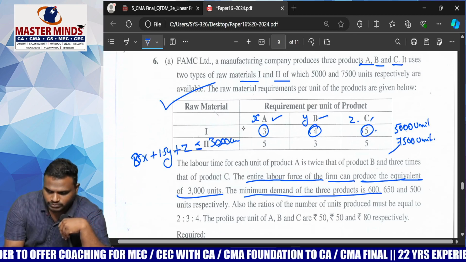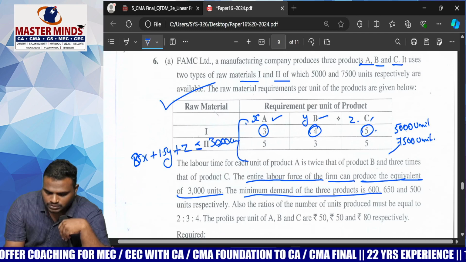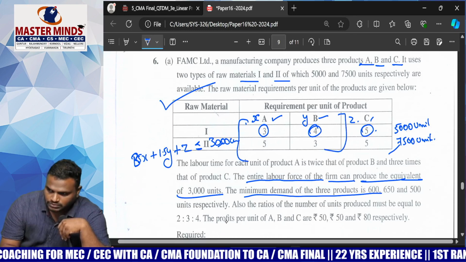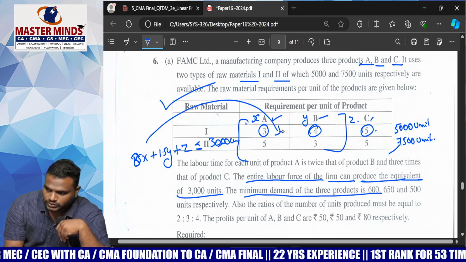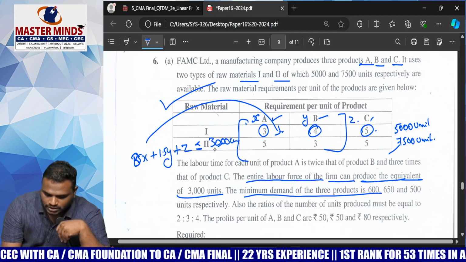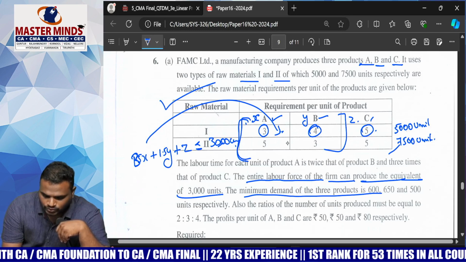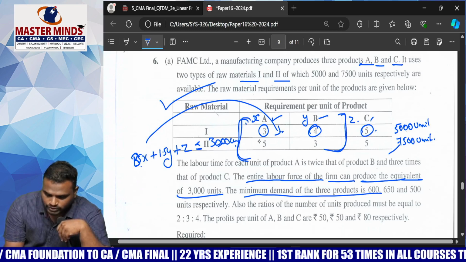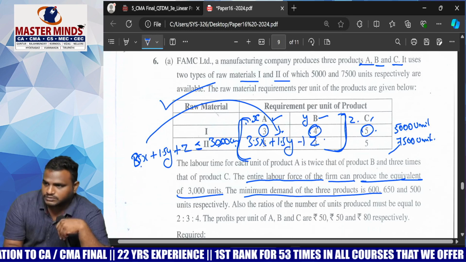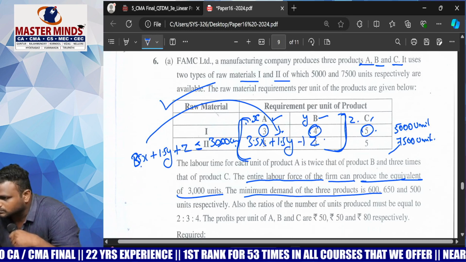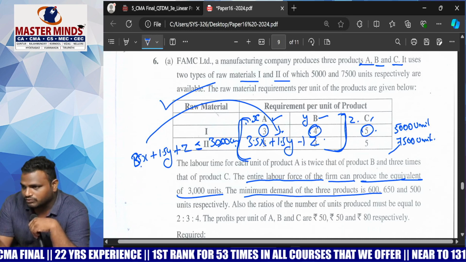It comes to 3000 units, so we have to take this time total again in the equation. Less than or equal to 3000 into what is the time taken for all these products, 3x + 1.5y + z. We have to multiply like this. Now both are hours only, right?